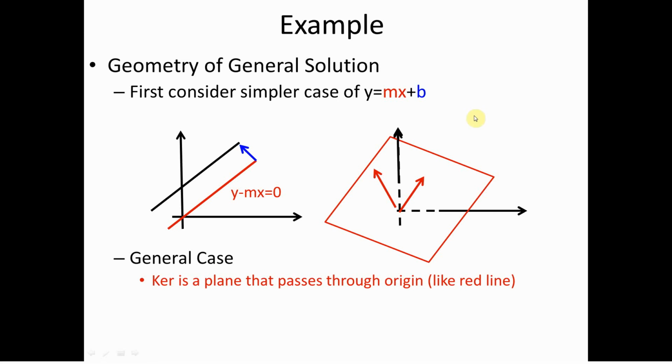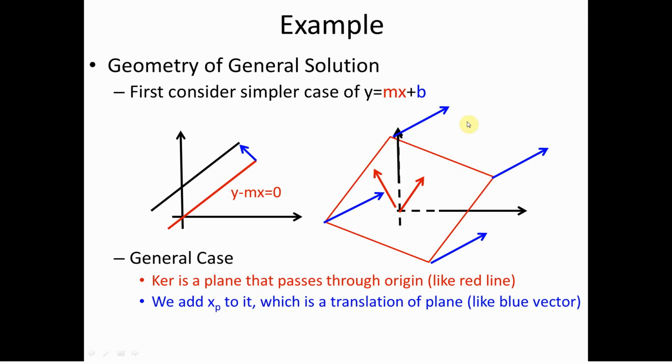The more general case says that the kernel, just like this was the kernel of this linear system, is basically, and I shouldn't really say a plane, it's really a subspace, a subspace that contains the origin. Okay. Instead of a line now, we have a subspace. And what happens is I'm going to add the particular solution to it, and it's going to translate the solution just like b translated this line. Okay. And now this black plane is the shifted kernel.